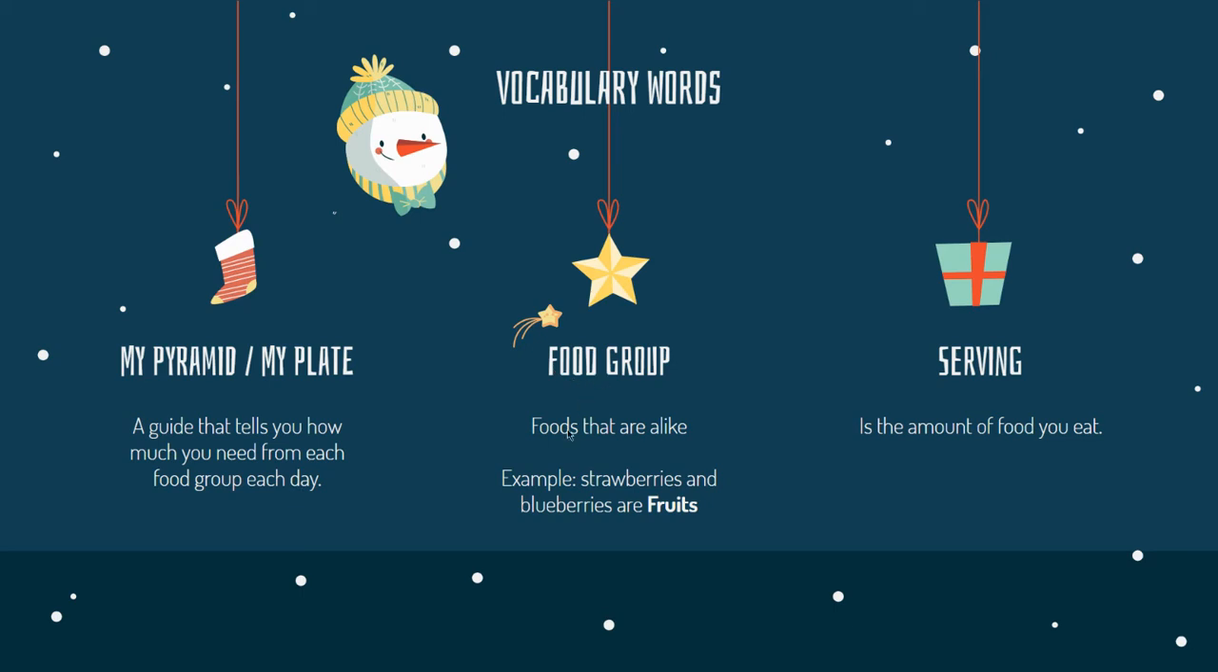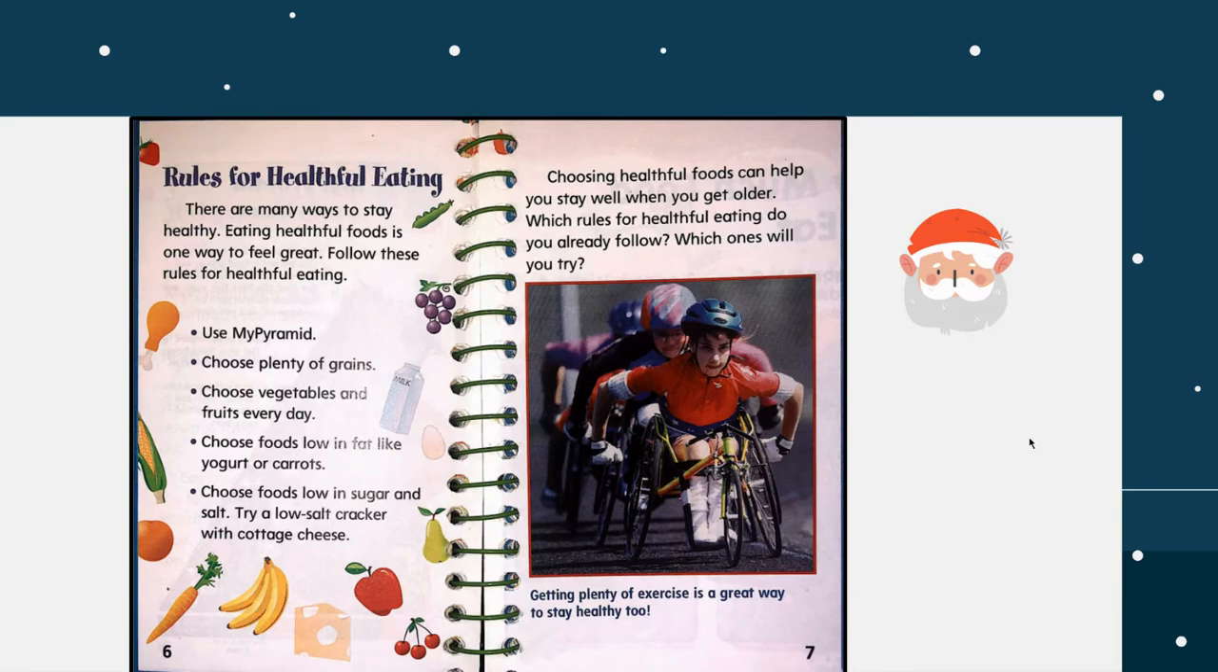The food group, foods that are alike. For example, strawberries and blueberries are fruits. The food groups, and we have five of them. And then the serving is the amount of food you eat. So let's say that you eat a handful of almonds. Let's say that you eat 1 cup of vegetables every single day. So that's the serving, the 1 cup, a handful. Those are servings.